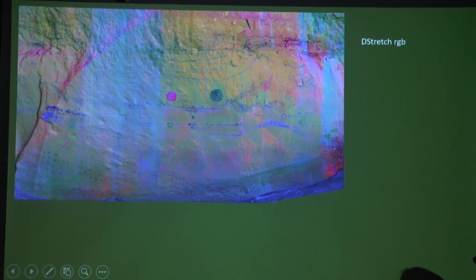Now we're going to talk about DStretch of the panel. And you'll see this is one channel, RGB DStretch of that panel. And you'll see that we're getting the greens to come out in this one better than.